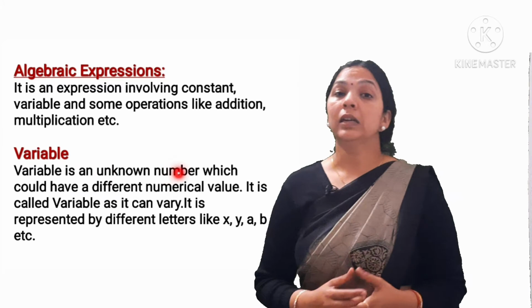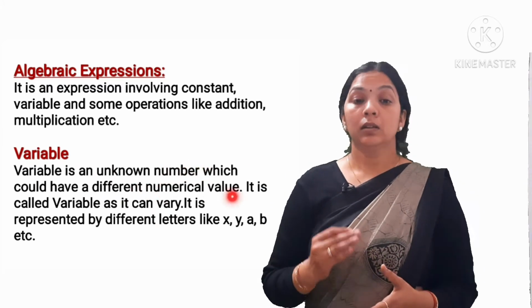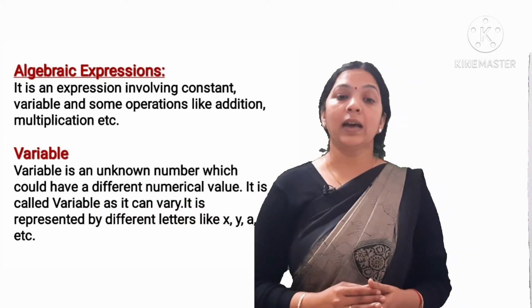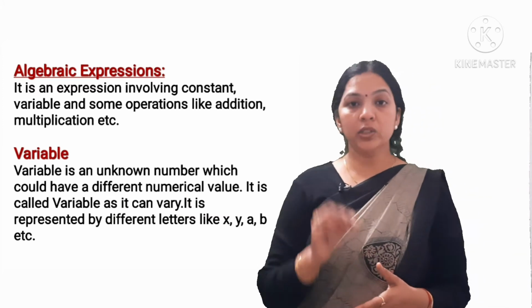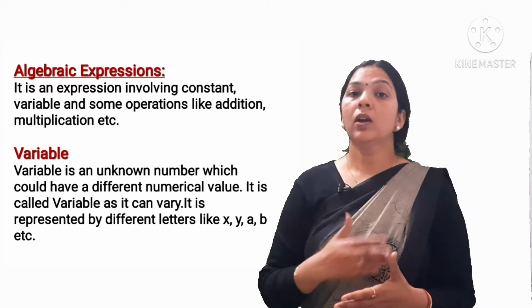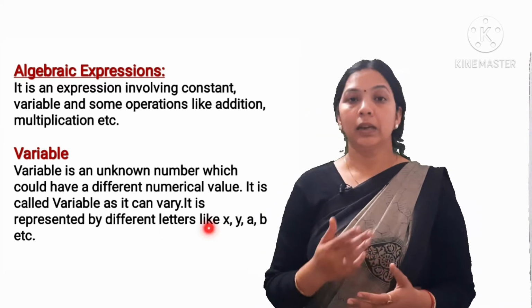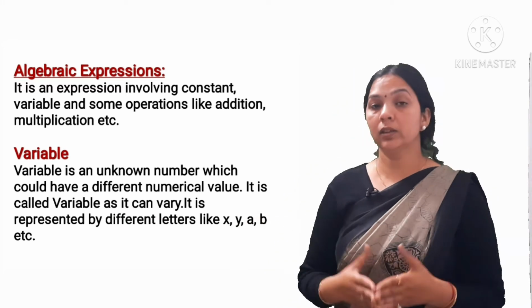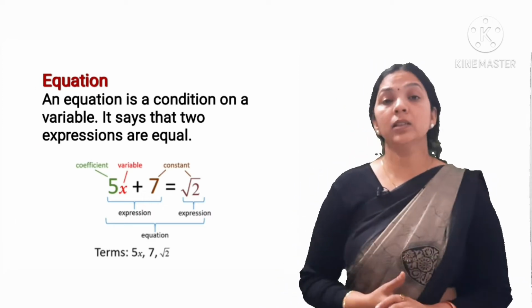A variable is an unknown number which could have different numeric values. It is called a variable as it can vary. It means that any symbol which could have varying values is known as a variable. Generally we represent variables with A, B, C, D or X, Y, Z, or you can say alphabets, as we generally use alphabets as variables. The next thing is equation.